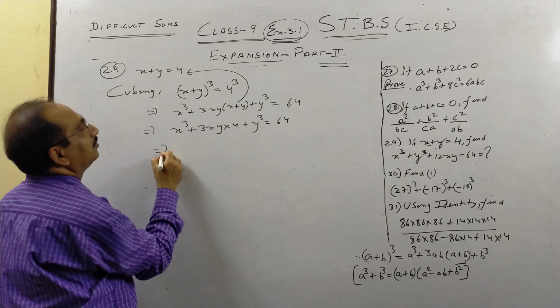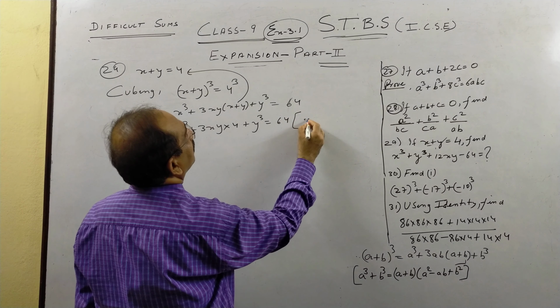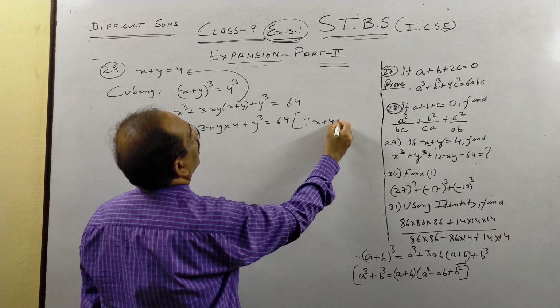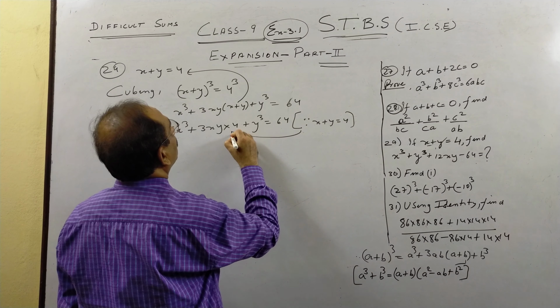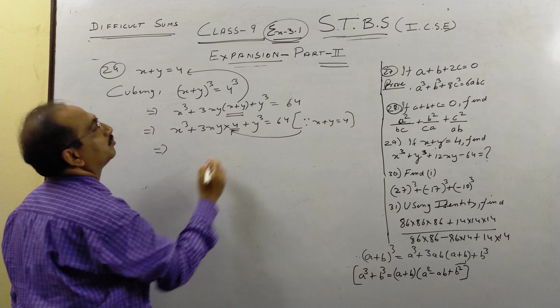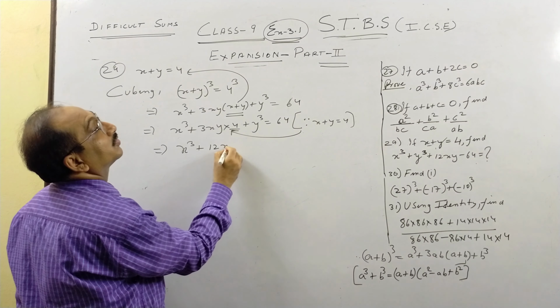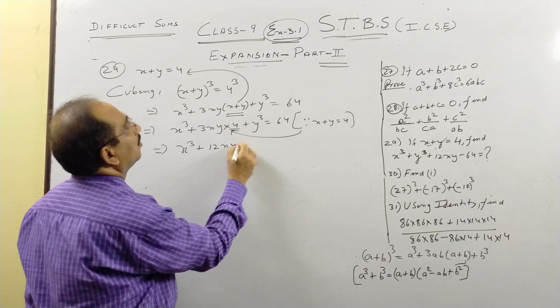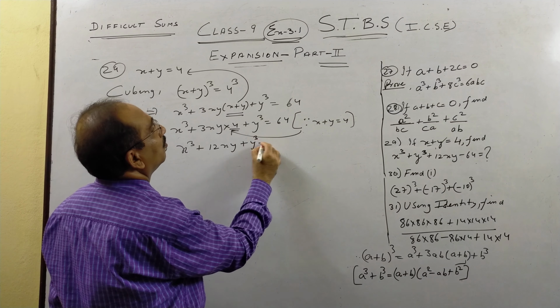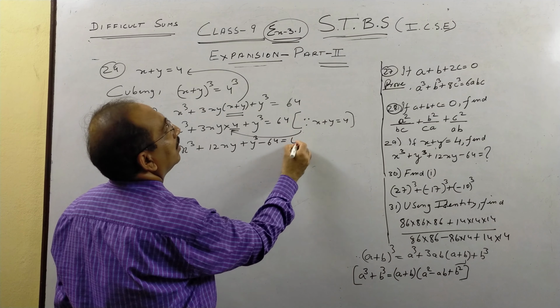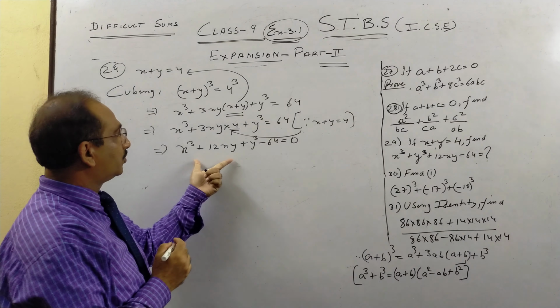So finally you can write here, since x plus y is 4. So this is the most important substitution. So finally we have x cube plus 12xy plus y cube minus 64 is 0. So the answer is 0. Question was fine.